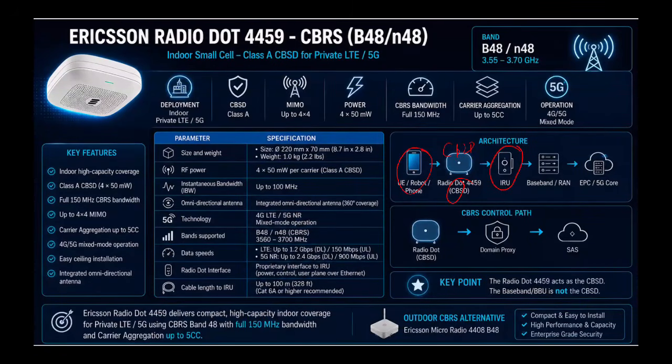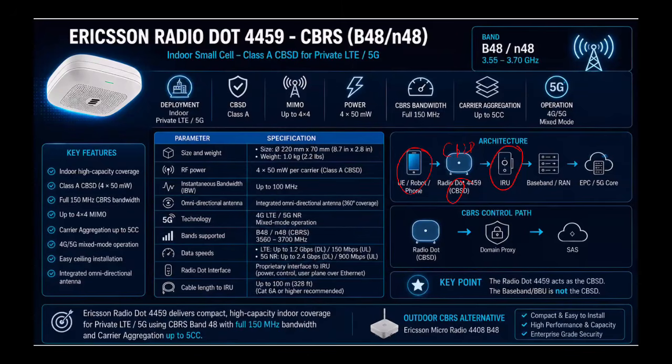And then traffic goes to baseband and private EPC or 5G core. The question is how many radio dots can connect to one IRU? There can be 8 radio dots connected to one IRU, but now there are more advanced IRUs that can support 16 R dots as well. But generally we can support 8 R dots with one IRU.